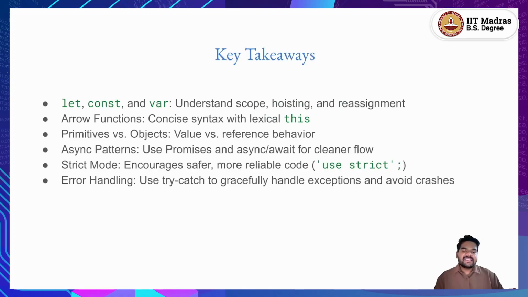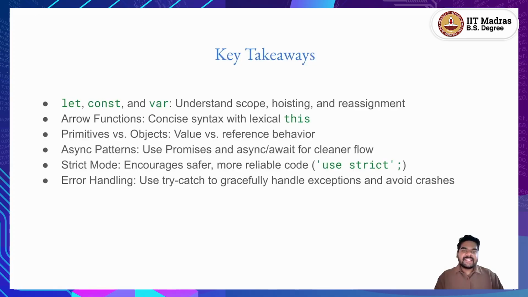Here are the key takeaways from this lecture. We have let, const, and var, the ways to declare variables, and understanding scope. The hoisting rules will come up later, along with reassignment and redeclaration. Arrow functions are a concise way to declare functions, and the this inside an arrow function is different from the this inside a normal function. Primitives and objects have differences with respect to reference behavior. Primitives are passed as values and objects are passed as references. Objects can have multiple properties in them.